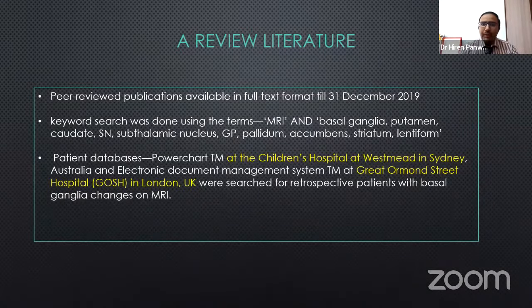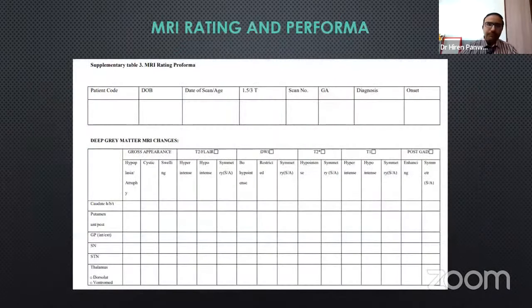The patient databases were mainly taken from Children's Hospital Westmead in Sydney, as well as Great Ormond Street Hospital in the UK. And it was a retrospective study. They also developed an MRI rating proforma. You can see a glimpse of the proforma, how they evaluated each patient on MRI. They individually labeled each structure here: caudate, putamen, globus pallidus, substantia nigra, subthalamic nucleus. And depending on the various signal intensities on different sequences, they made these columns.